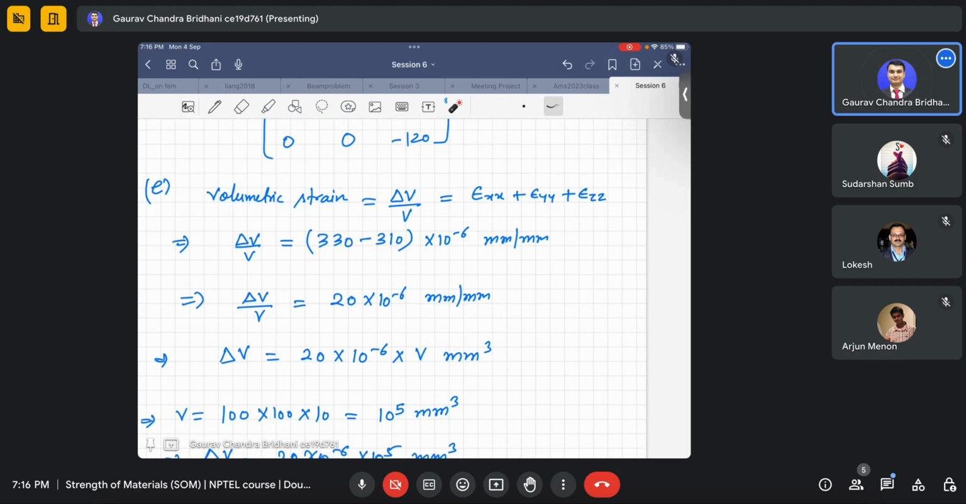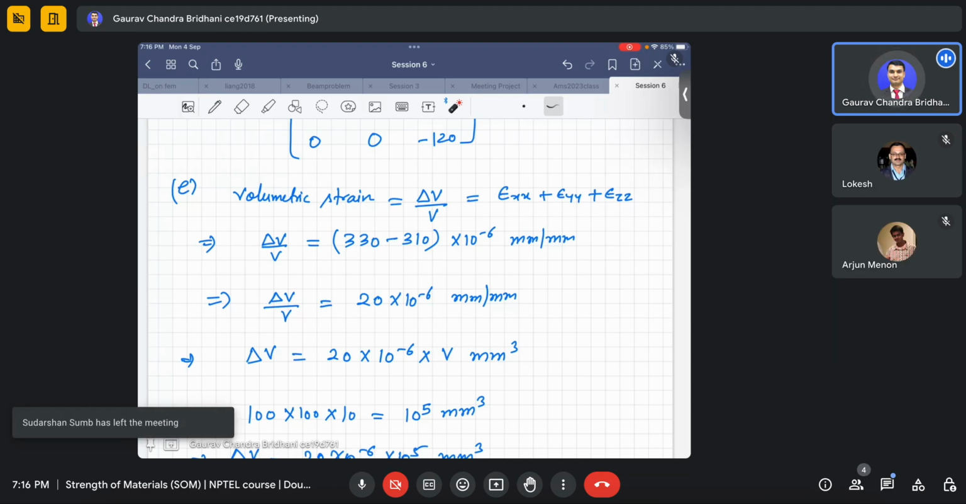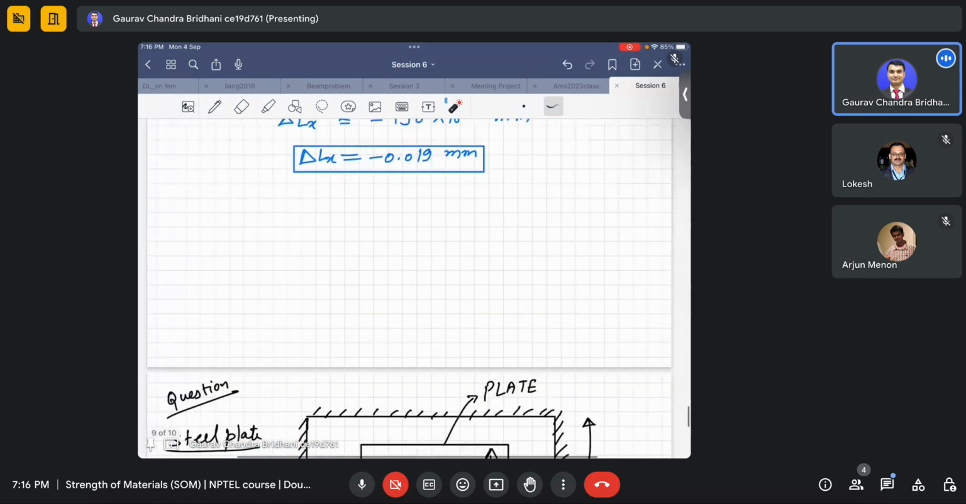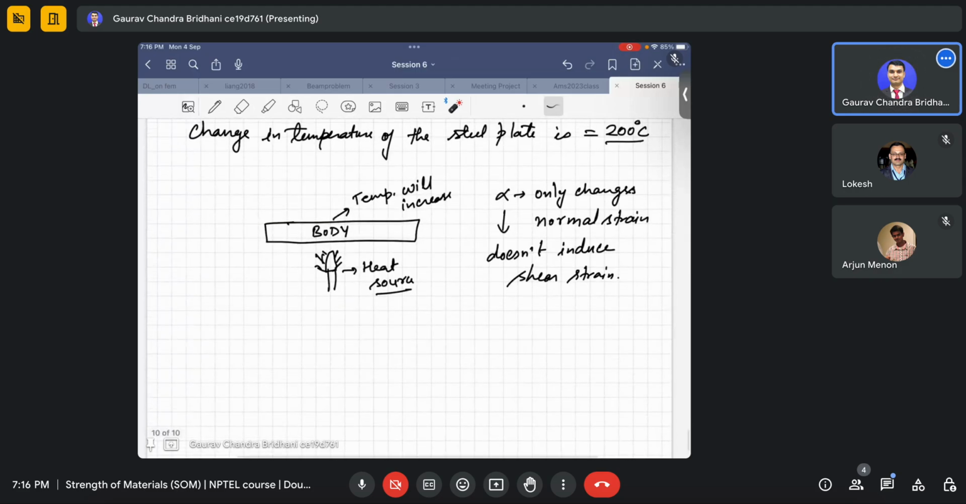So alpha doesn't affect that. The alpha, or the heat basically, only tries to expand the body. By expanding, we mean there is a change in volume, but it doesn't try to change the angle. It doesn't try to distort the body. But shear strain tries to distort the body. It changes the angle. So that knowledge we should have, that alpha only changes the normal strain and does not induce any shear strain.